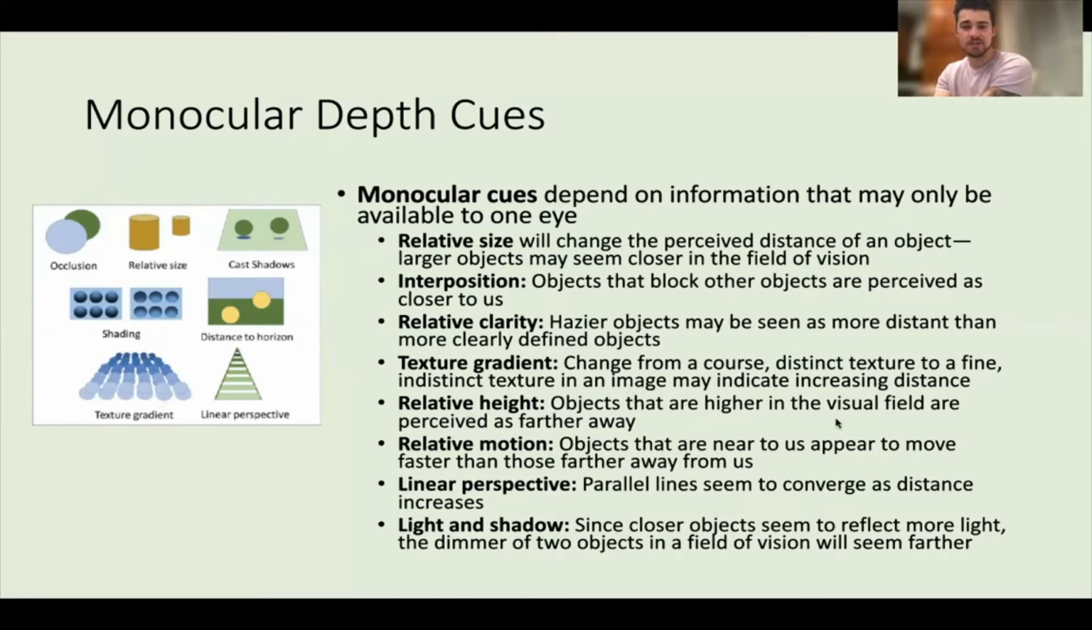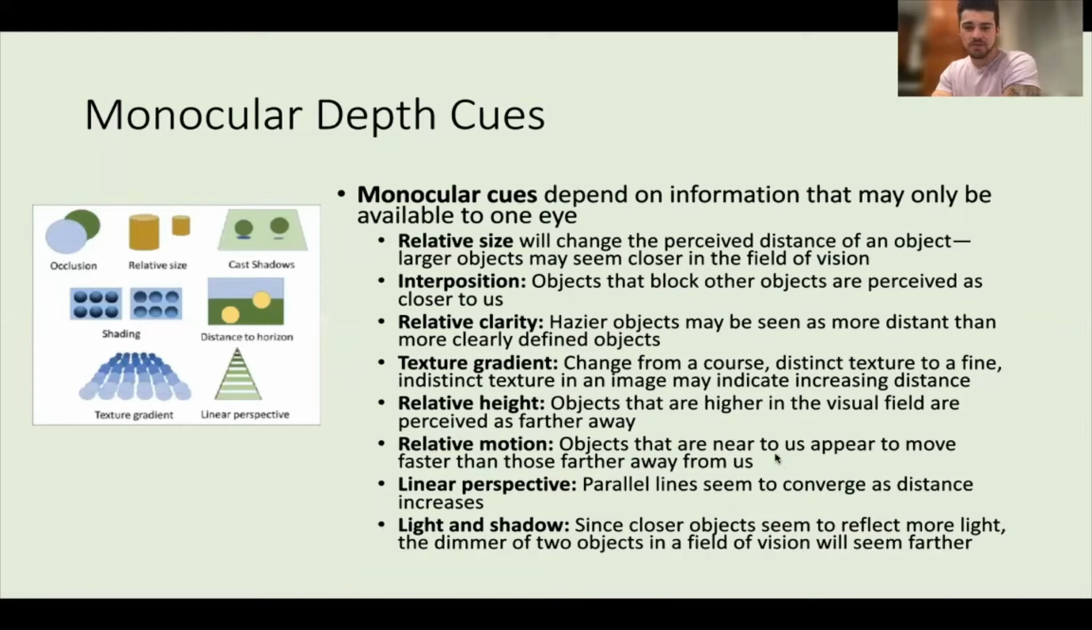So relative height, objects that are higher in the visual field are perceived as farther away. Do we have any over here? We don't. But imagine something like you're painting a picture and you're putting a house on a hill. If you put the house on the hill, it's going to be higher because we're trying to put it on a hill in the background, and we're trying to indicate distance. So relative height, objects that are higher in the visual field are perceived as farther away.